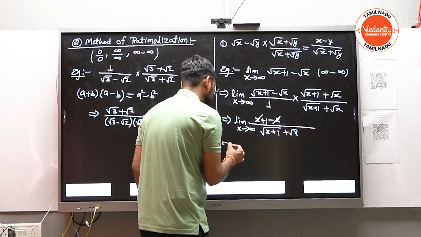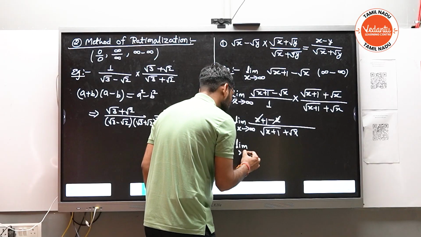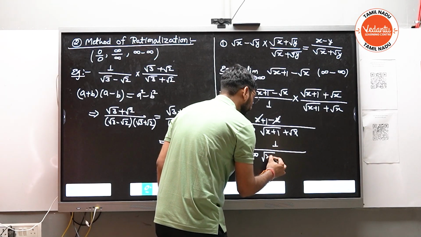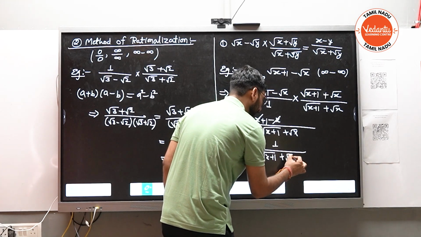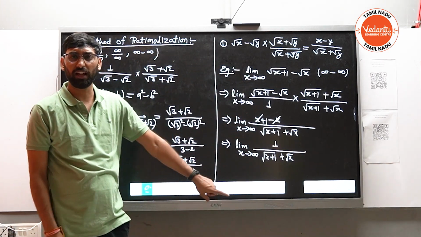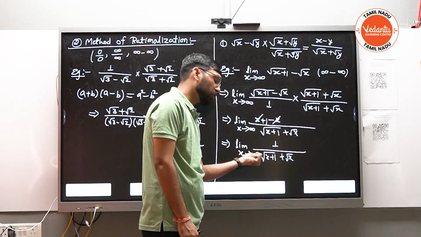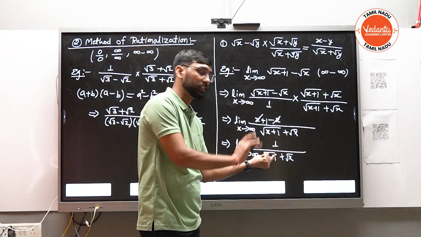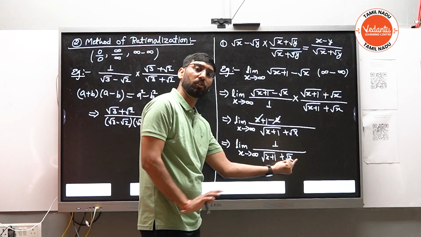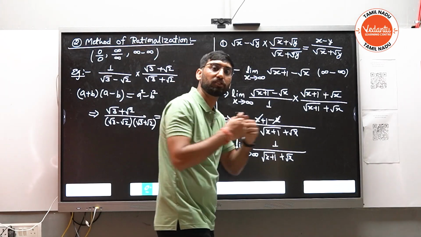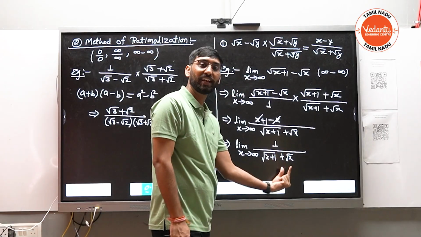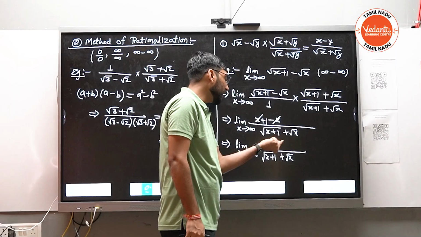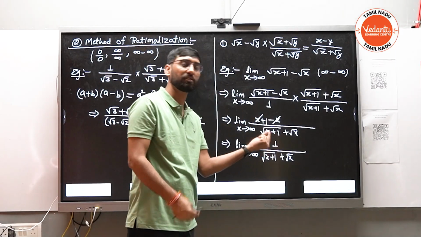What will I get now? I will get limit x going towards infinity of 1 upon root x plus 1 plus root x. Oh my god, sir, this is what we got. Now how will it work? Simple thing: x is approaching infinity, so x plus 1 will also go towards infinity and x also goes towards infinity. Both are trying to go towards infinity, but they are in the denominator, while the numerator term is just 1, alone.